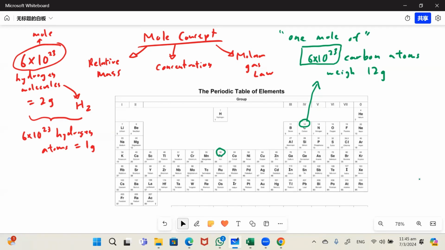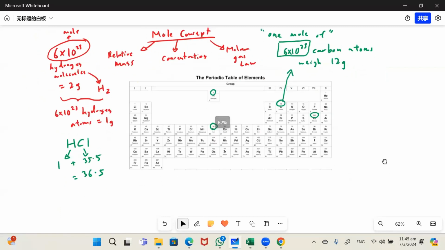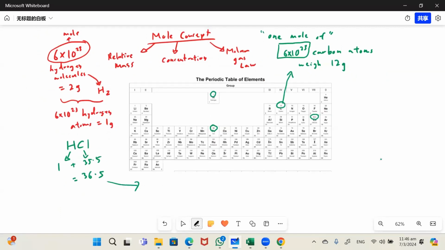How about compounds? It's the same thing. If I have hydrogen chloride, hydrogen is 1. You can see that's 1 over here. Chlorine is 35.5. You can see 35.5 over here. Together that's 36.5. What does this 36.5 mean? This 36.5 means 1 mole of hydrogen chloride molecules weigh 36.5 grams. This is what it means.